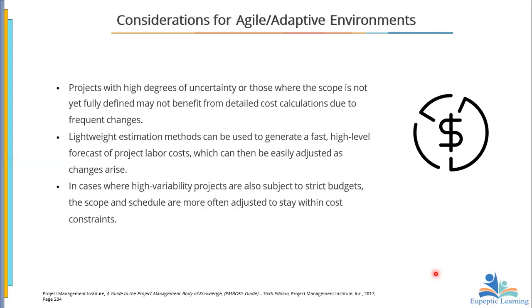So in that case, we have to do the rolling wave planning, right? As we do the progressive elaboration. We plan, we cost for that one, and then we move forward to the next one. So that's how it is going to look. So lightweight estimation methods can be used to generate a fast, high-level forecast of project labor cost, which can then easily be adjusted as changes arise.